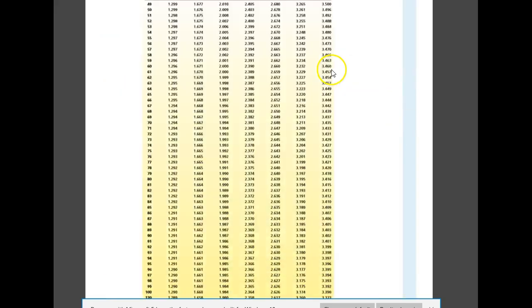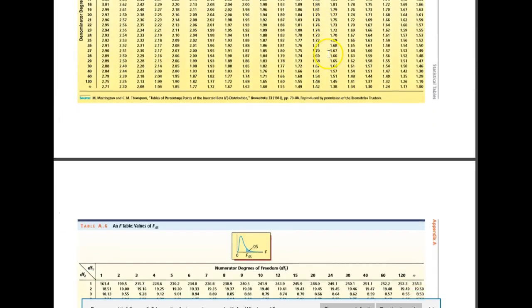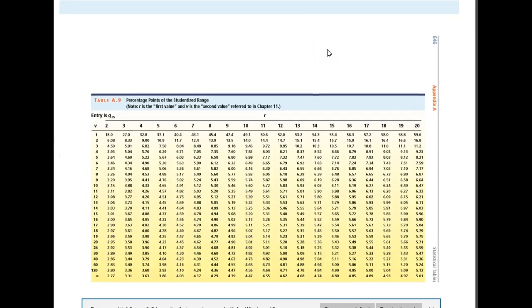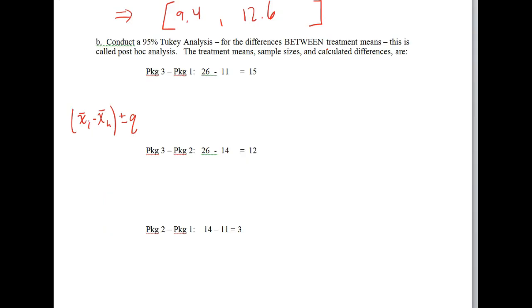Let's have some fun here. Okay, where is our table at? Percentage points of studentized range. Wow, that's something, isn't it? All right, so Q represents our percentage points of studentized range. So here's our formula: Q of alpha times the square root of MSE over m.